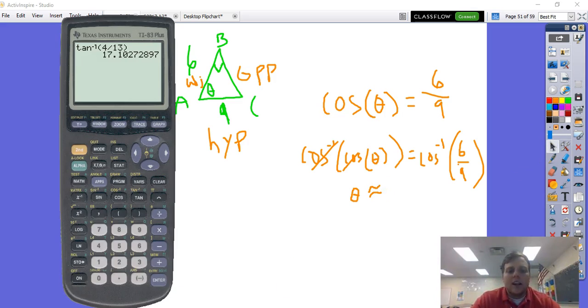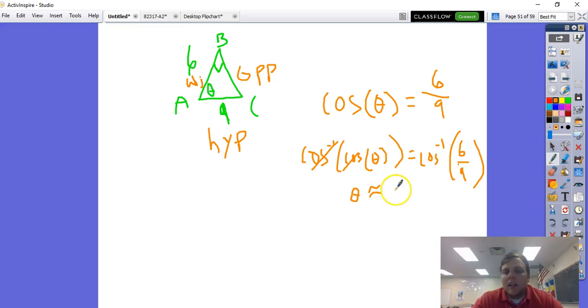and we'll use our handy dandy calculator. So we'll say second cosine of 6 divided by 9. Oh, I didn't get second cosine, did I? I just got cosine. Second cosine, 6 divided by 9. Press enter, and I'll get 48.2. So the measurement of the angle is 48.2 degrees.